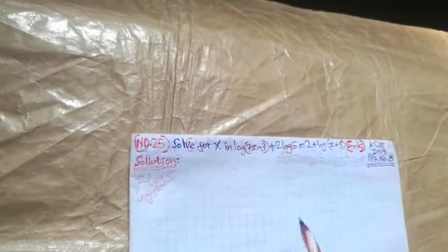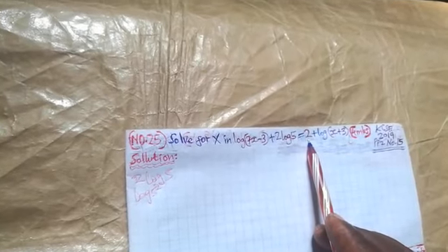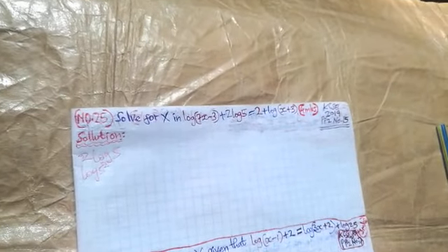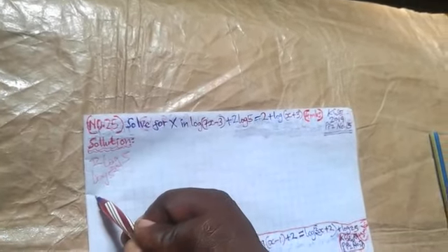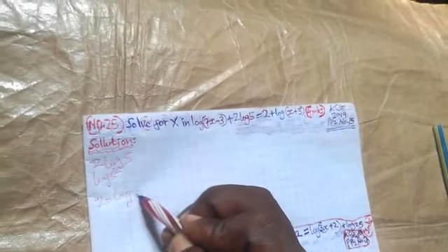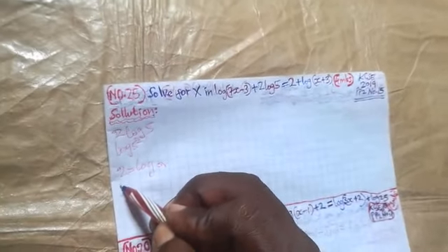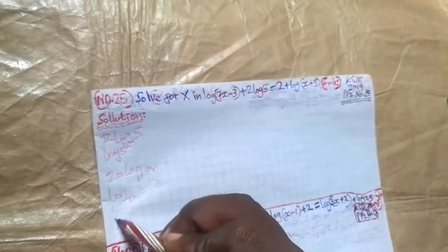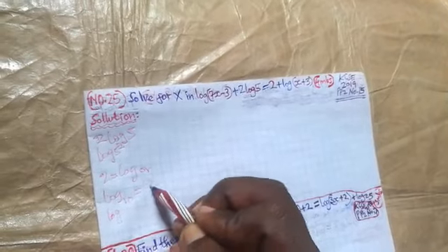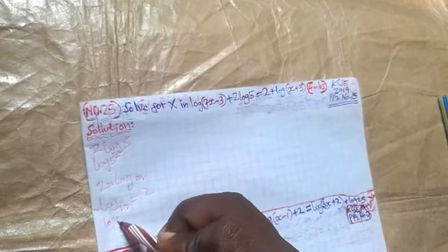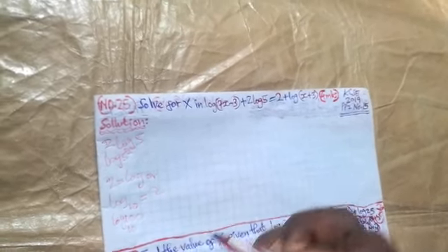Second, we are going to change 2 into log form. Changing 2 into log form, I think I have already shown you that 2 is equivalent to log base 10, and this will be log 100 base 10, because if 2 becomes the power of 10, this becomes log 100 base 10.